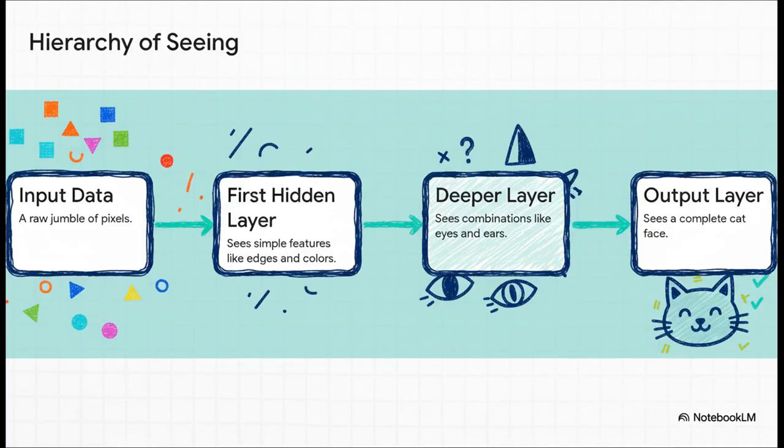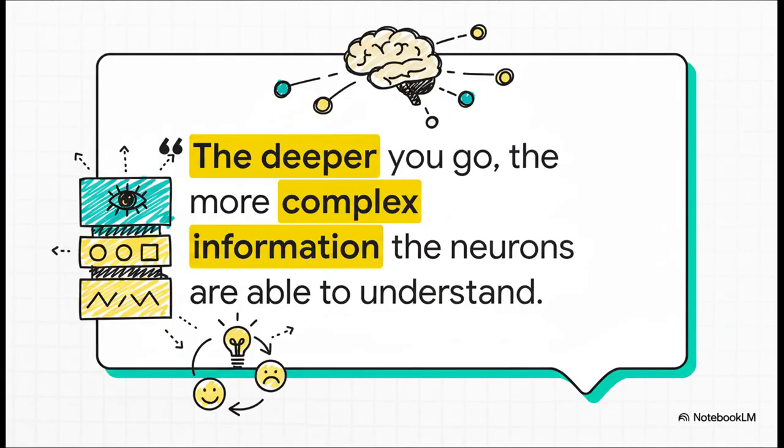This layering creates this incredible hierarchy of understanding. It's awesome. The very first layer, it's not looking for a cat at all. It's just looking for super simple things like basic edges and patches of color. But the next layer takes those edges and colors and learns to combine them into things like eyes, ears, and whiskers. It's just like building with Legos. Each layer assembles more complex stuff from the pieces the layer before it made, until bam, the final layer sees a complete cat face.